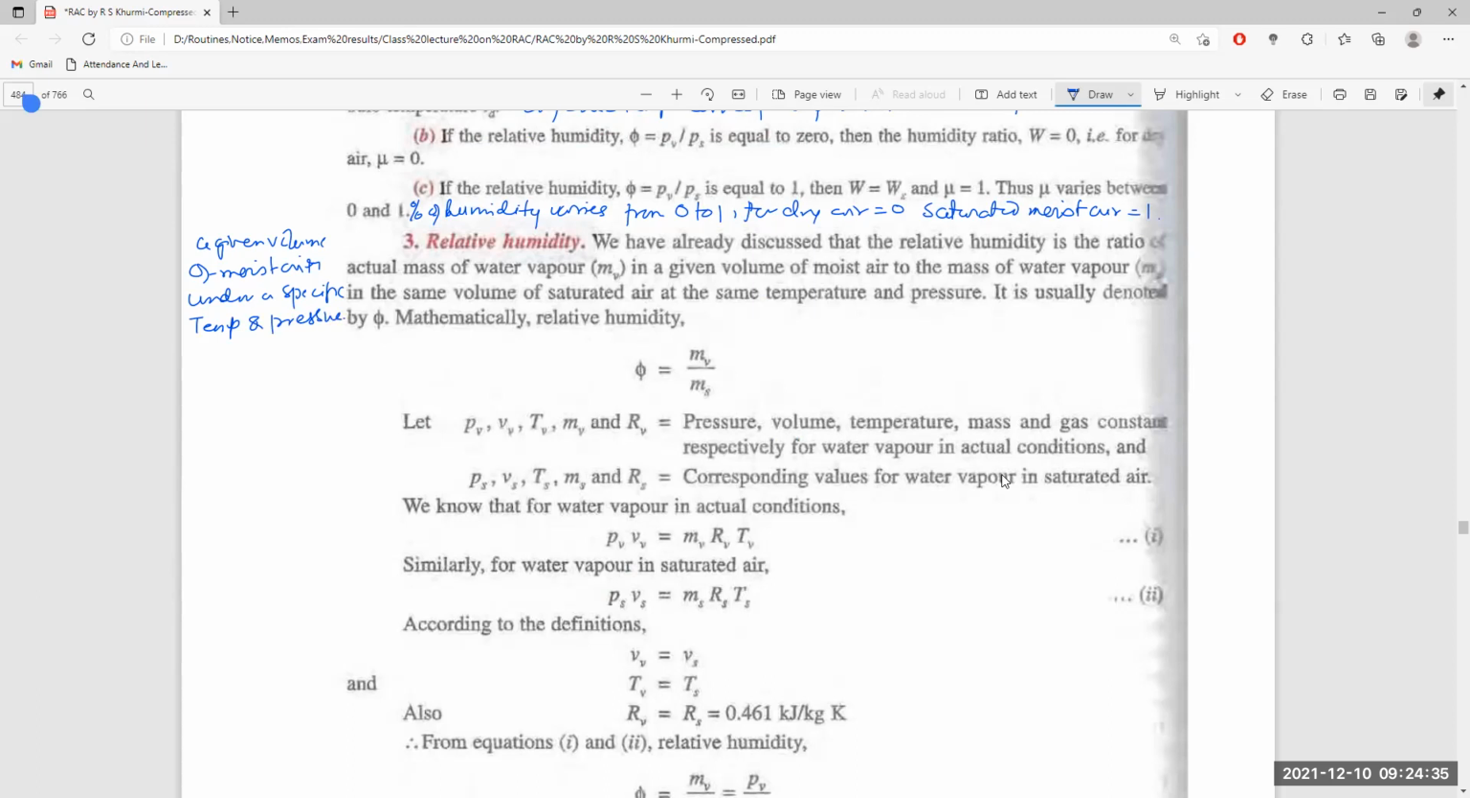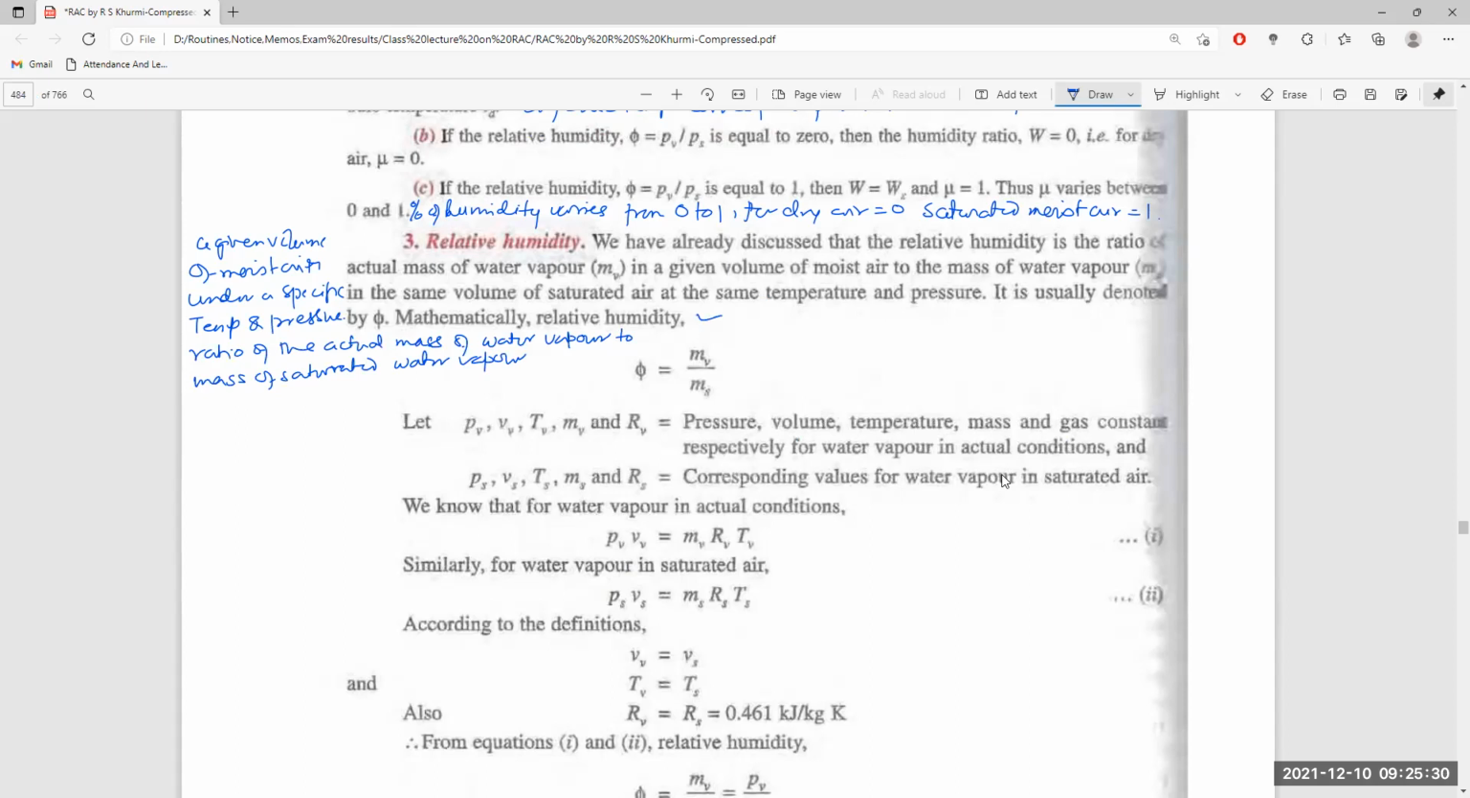So here the ratio of the actual mass of water vapor to the actual mass of saturated water vapor, that is the mass of actual water vapor to the mass of saturated water vapor, is defined as the relative humidity.